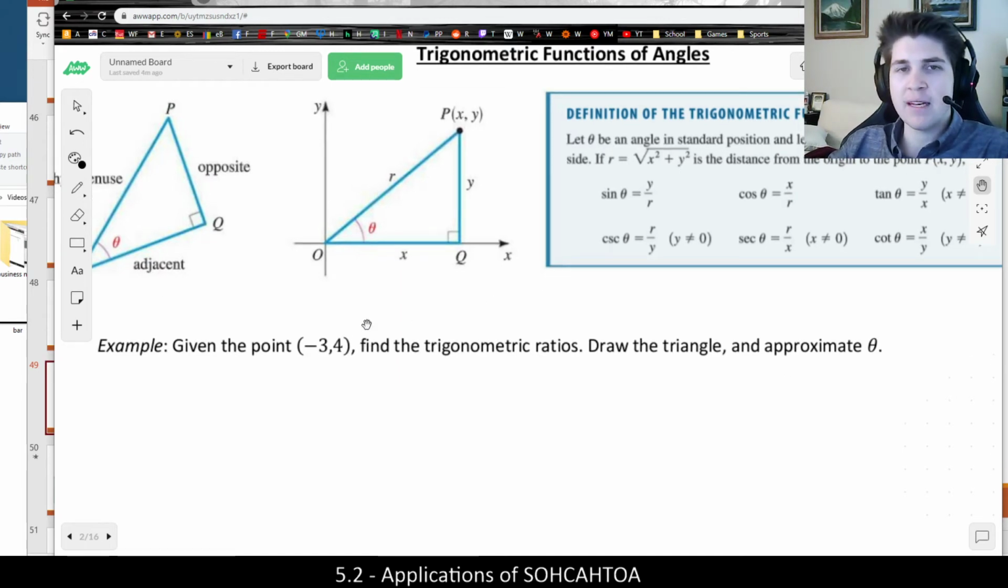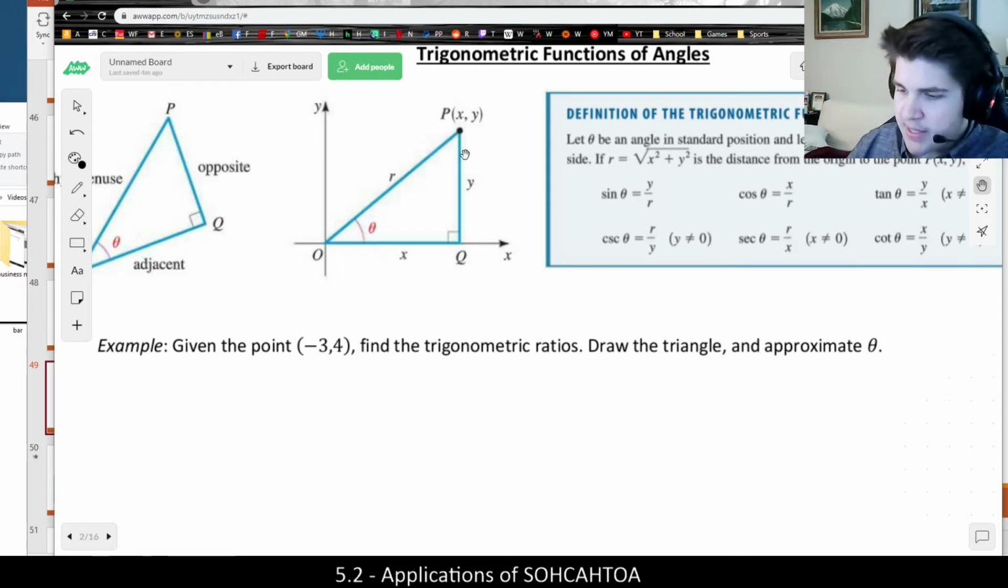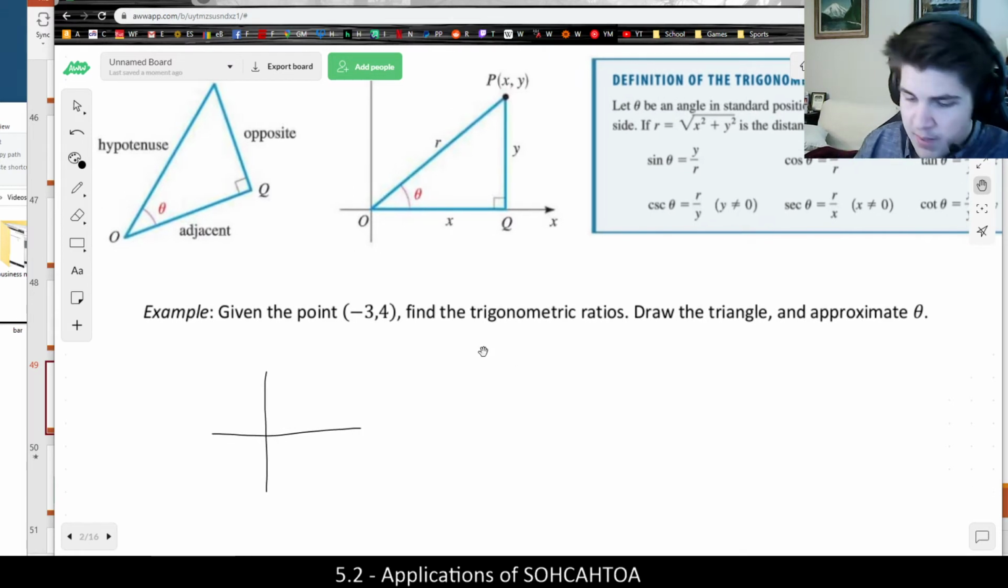Let's say I have the point -3, 4. It says to find the trigonometric ratios, draw the triangle, and approximate theta. Essentially, if I'm given a normal coordinate point in the xy plane, I could graph that point, which is -3, 4. So that would be left 3, up 4. My point would be over there in quadrant 2. Cool. And we often refer to this as a rectangular coordinate.